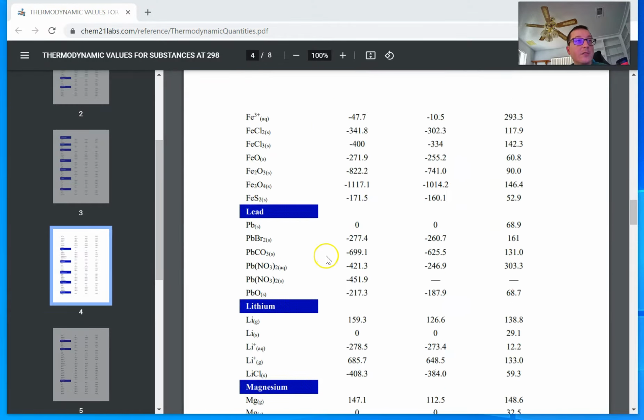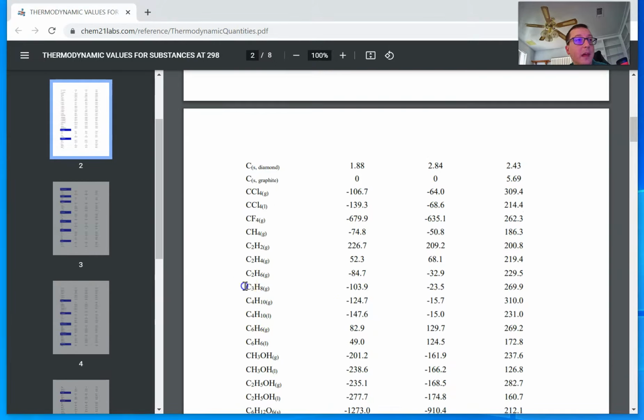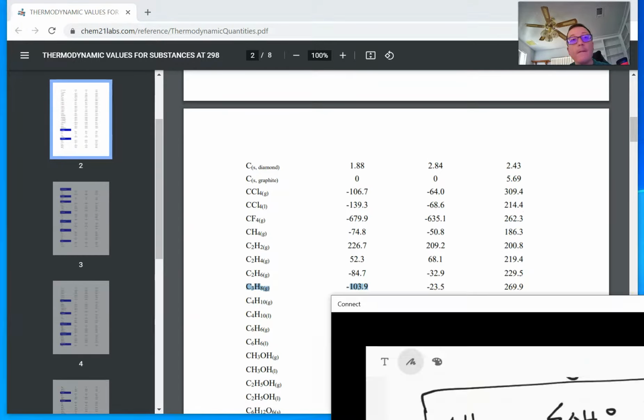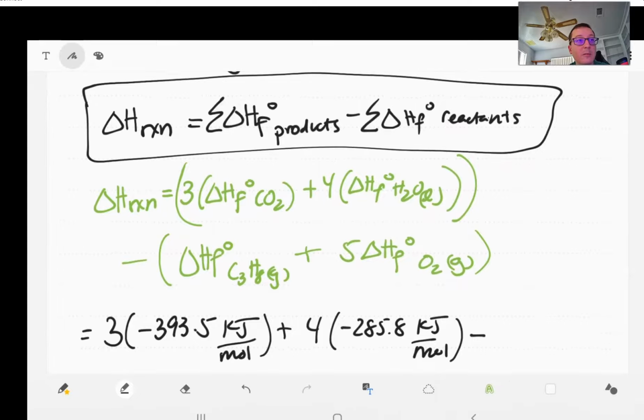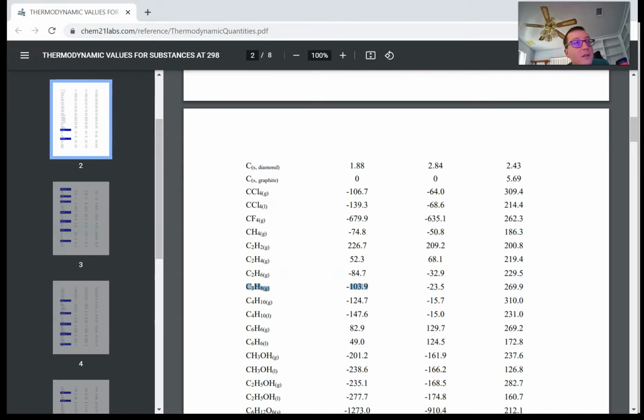Let's scroll up to carbon. We're going to find propane. Here it is, negative 103.9. So remember we have a minus sign here, negative 103.9. I hope that's what it said. I need to check that again because I think I forgot the number. 103.9. Okay, we're good.